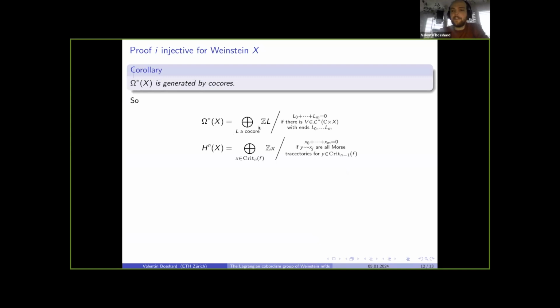So what we need to prove in the very end is that what we know now is the first group is generated by co-cores modulo relations by Lagrangian cobordisms. The second group is generated by critical points modulo the relations coming from Morse cohomology.